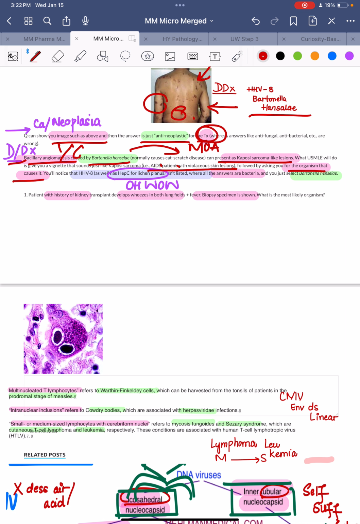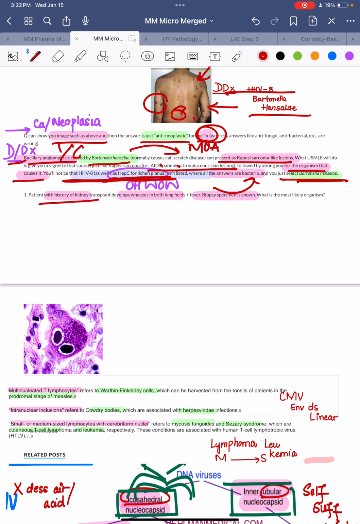So you'll also notice that HHV8, as well as Hep C for lichen planus-like lesions, isn't listed. If they don't list HHV8 or Hep C, then of course the answer would be a bacterium, which is Bartonella henselae. So they will give you one of the two: either Bartonella henselae or HHV8, right? Because clinically they present the same.